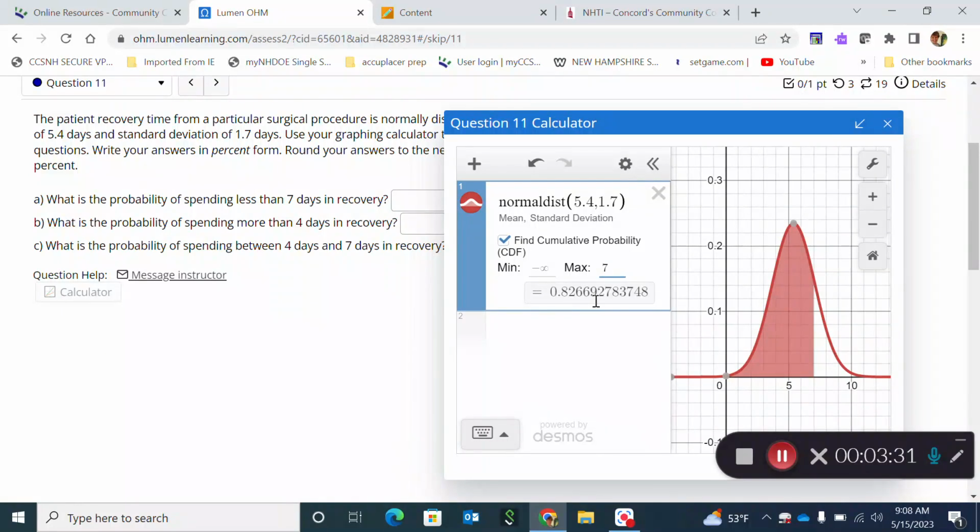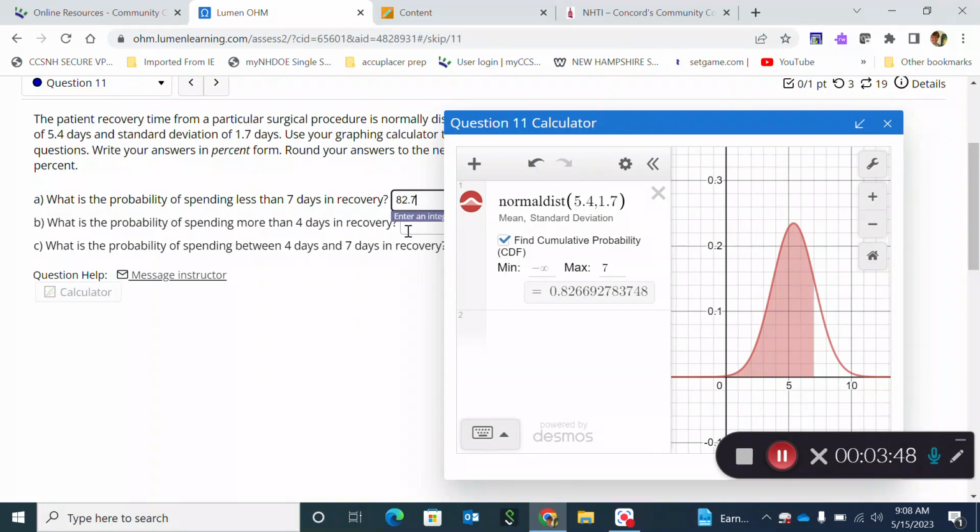And then here's the decimal for this probability value, 0.82669, and they say round our answers to the nearest tenth of a percent. So I'm going to shift my decimal to 82.66. So I'm going to type in 82.7.